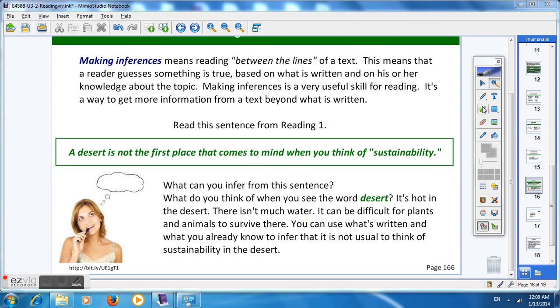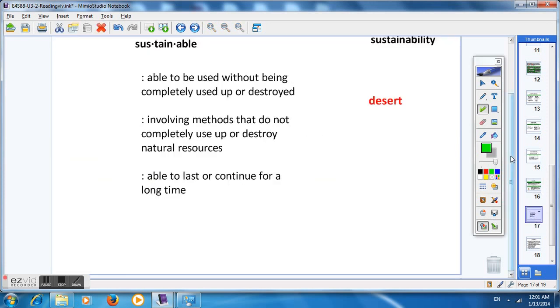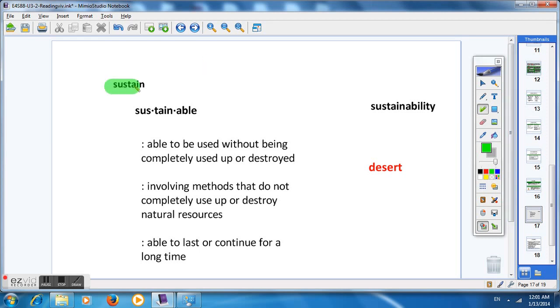Okay, the question asks the word infer. This is the verb form, right? And the noun form is inferences. Okay, so making inferences, so you infer. Let's talk about this one, okay? The word is sustain. You have sustainable, you have sustainability. Okay, we have the word on the previous page. So if we talk about sustainability, the root word of that is the verb sustain. You add able and that becomes sustainable.